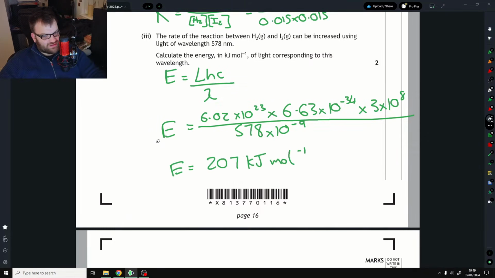Stick it all in your calculator, and this will give you 207 kilojoules per mole. When you type those values into your calculator, it will come out in joules per mole. So it'll be 207,000. Divided by 1,000, turn it into kilojoules. Just be aware of what numbers you've got. Some of these people convert it beforehand, it doesn't really matter.